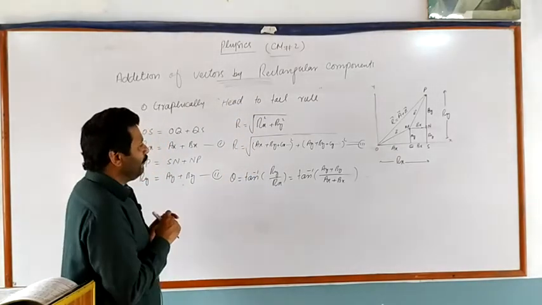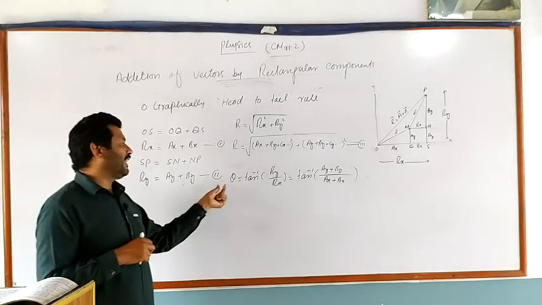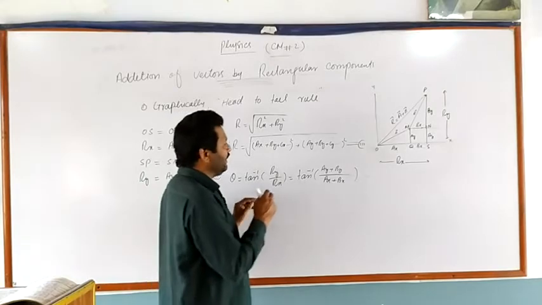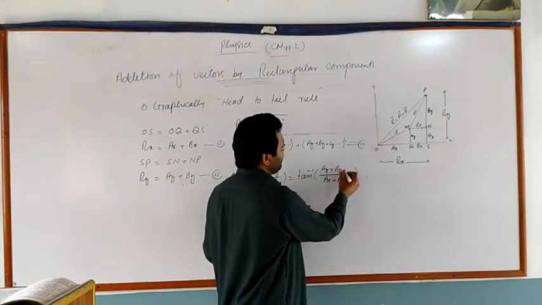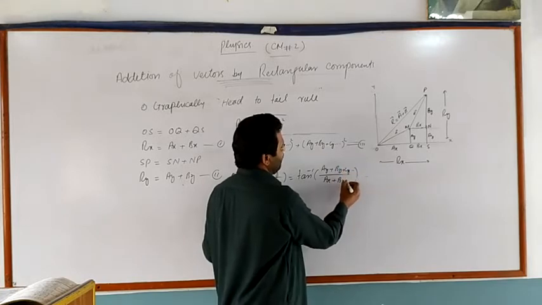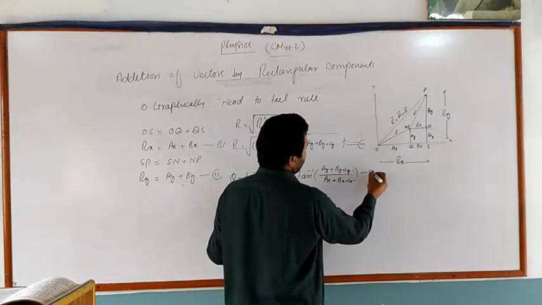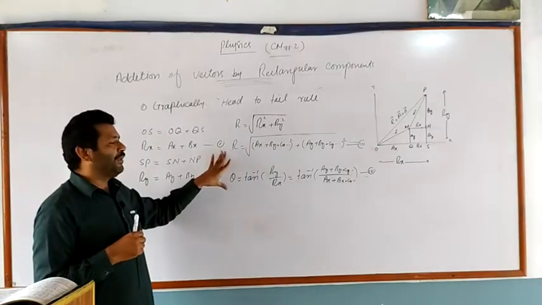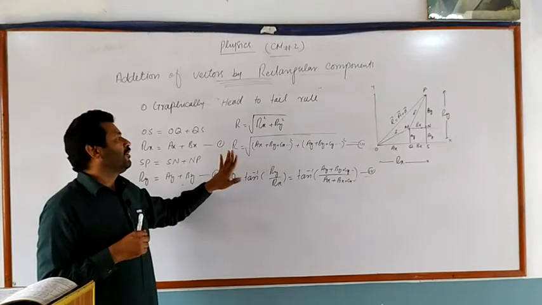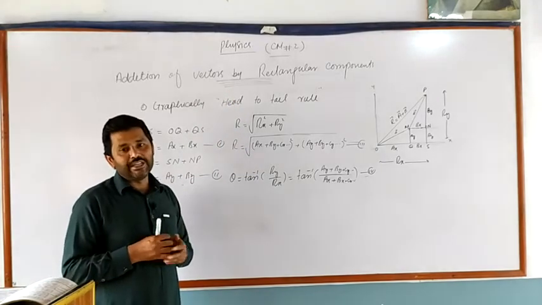If we have a number of vectors to be added by their rectangular components, then the direction of the resultant vector will be found by the technique theta is equal to tan inverse of Ay, By, Cy, and so on, over Ax, Bx, Cx, and so on. By equation number 3 and equation number 4, the magnitude and direction, meaning a complete vector, will be found by addition of vectors by their rectangular components technique.